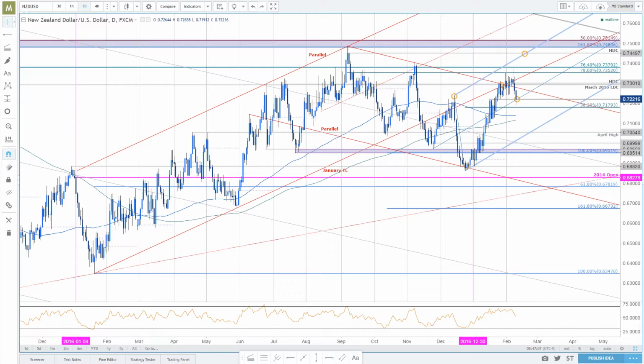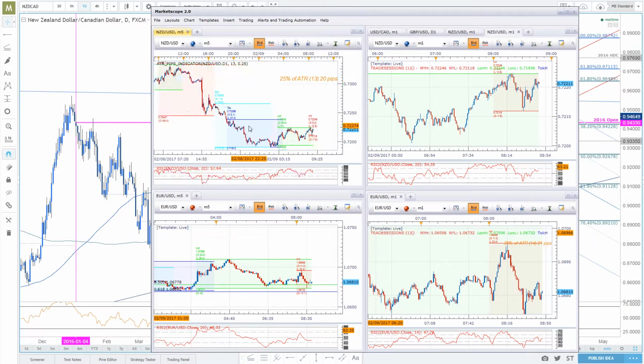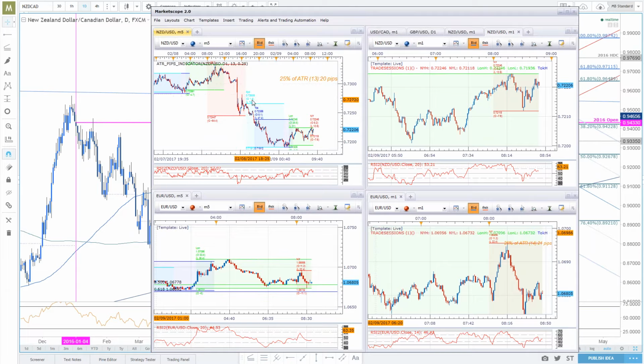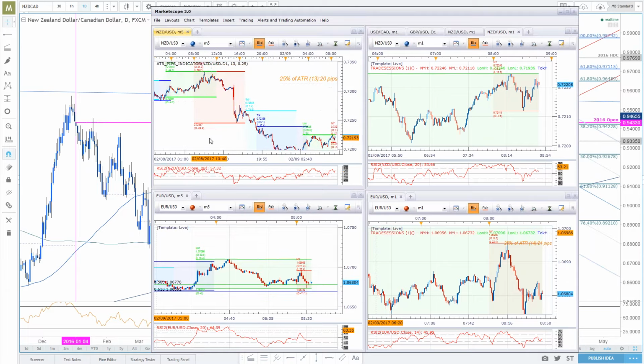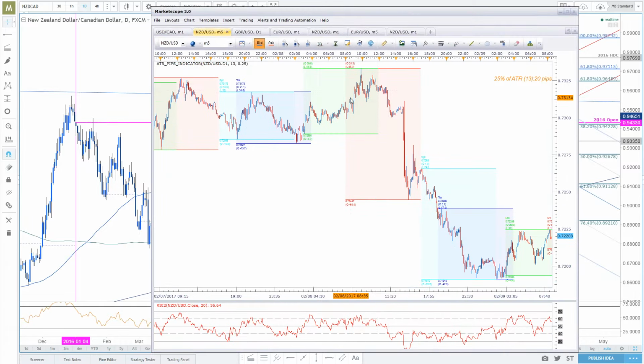Kiwi CAD was also highlighted. Another one that played out really well on the RBNZ. By the way, here's what the Kiwi dollar looked like yesterday. Obviously, the trades disappeared the following day, but really nice trigger.